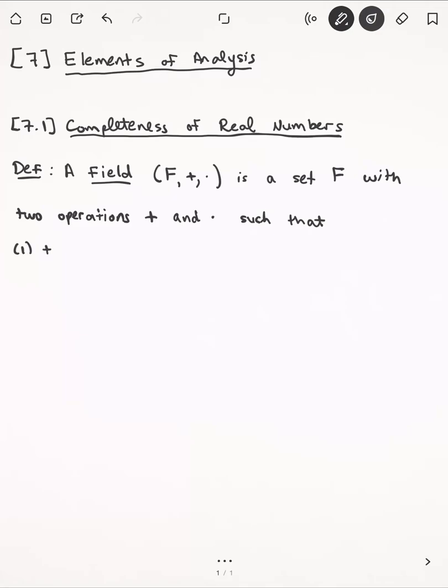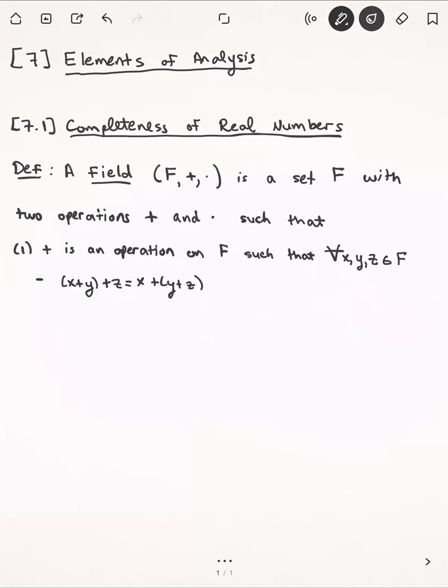Plus is an operation on F such that for all x, y, z in that set, we have the following. Associativity of addition, which we know is going to work for the real numbers. There exists an element 0 in F such that 0 + x = x + 0 = x. And so this is the additive identity.